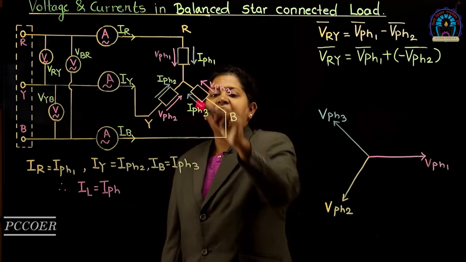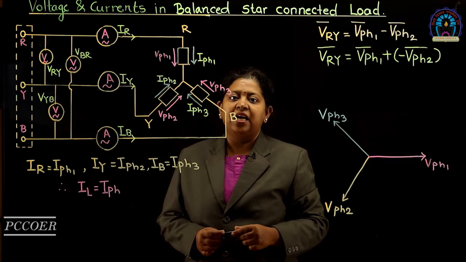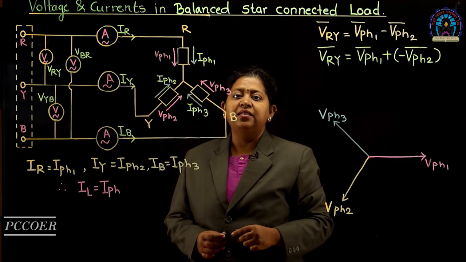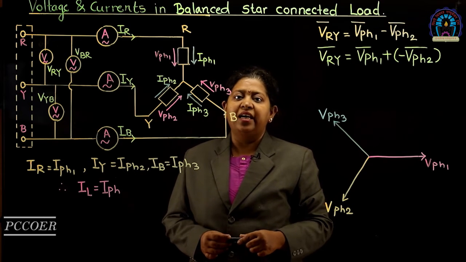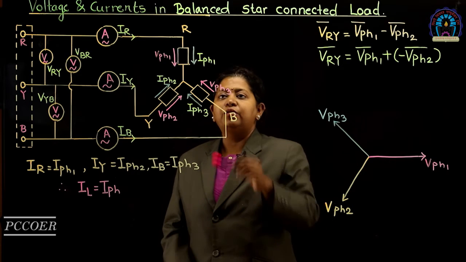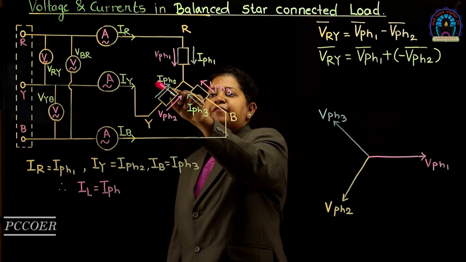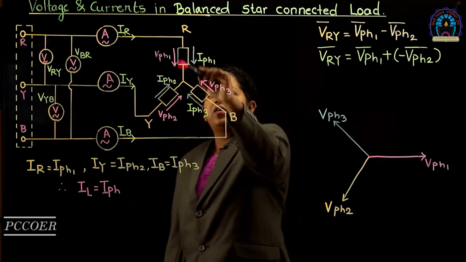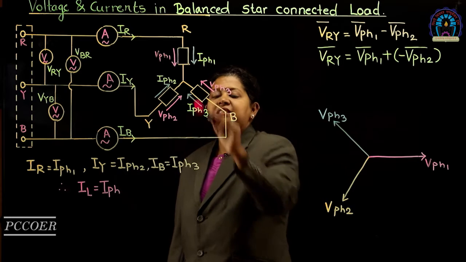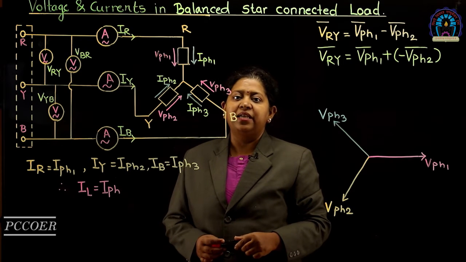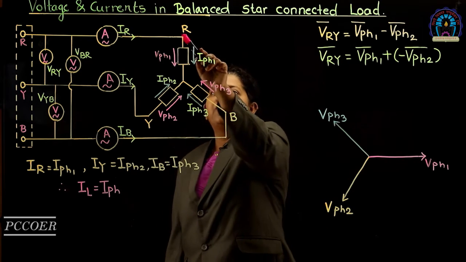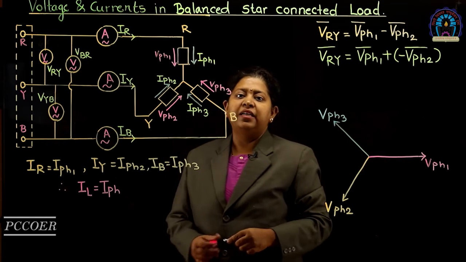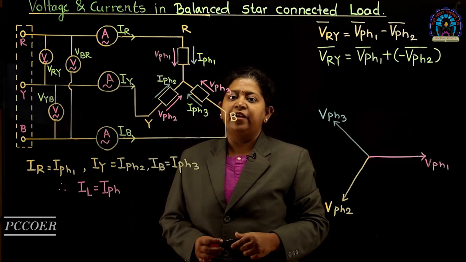Here, these are the three branches of the load. These three branches are connected in star. The currents flowing in these three branches represent the phase currents, as these branches are called the three phases of the load. So, the first phase current is IPH1, the second phase current is IPH2 and the third phase current is IPH3. The voltage across every phase is called the phase voltage and is represented by the symbol VPH. The voltage across the first phase is VPH1, across the second it is VPH2 and across the third it is VPH3. These three are phase voltages.